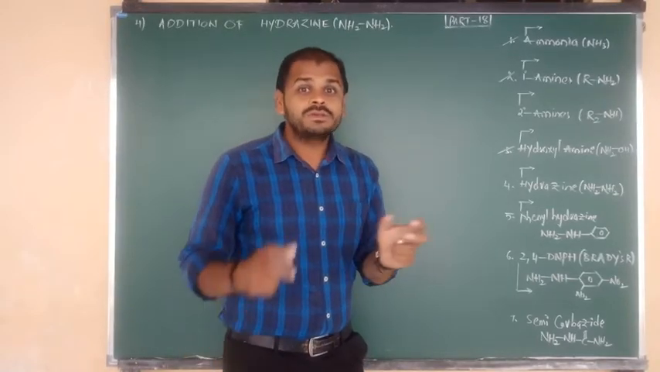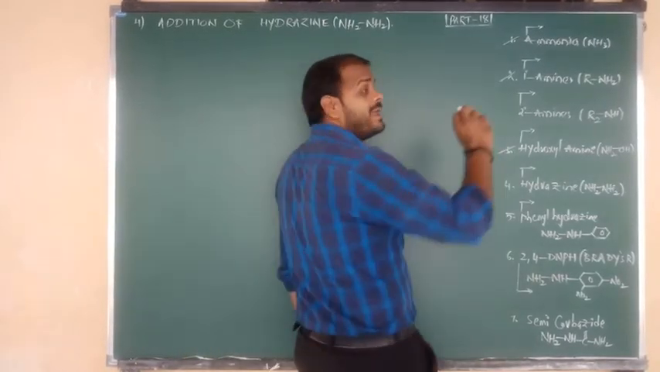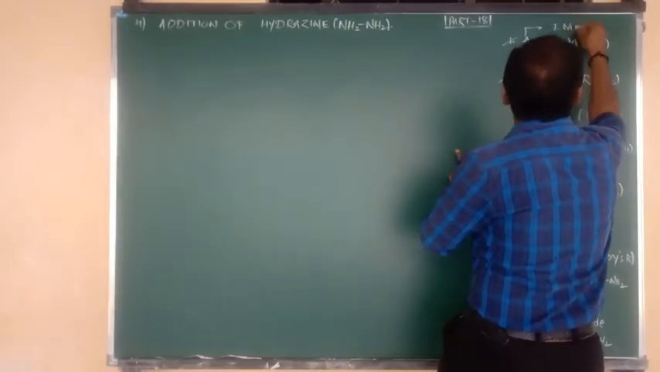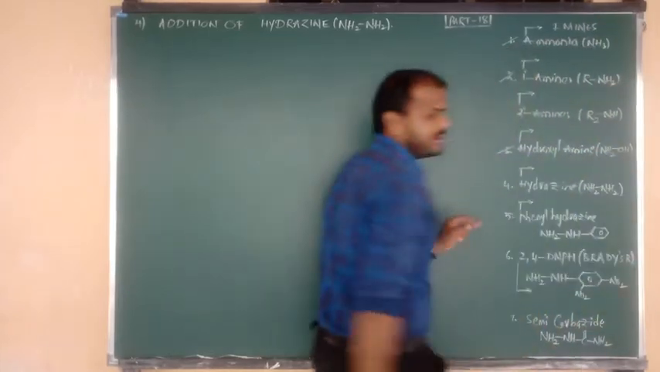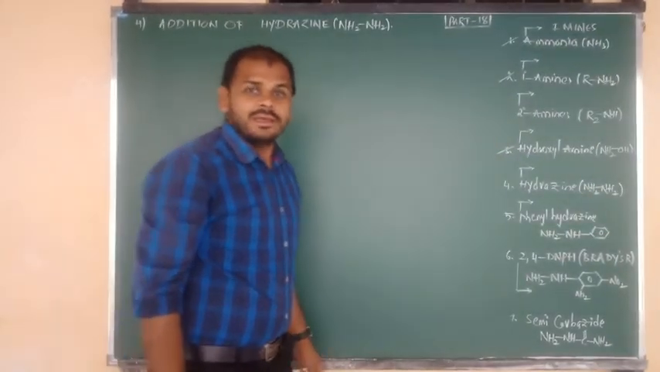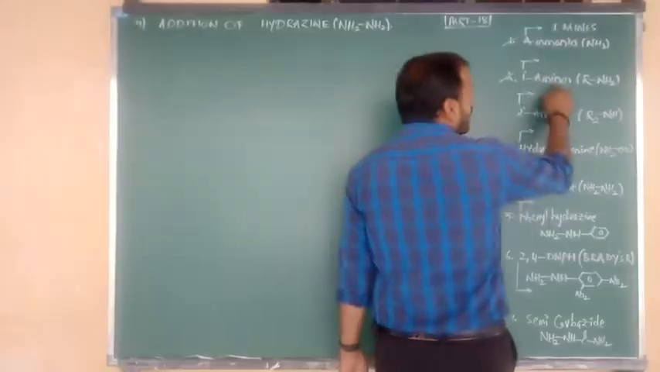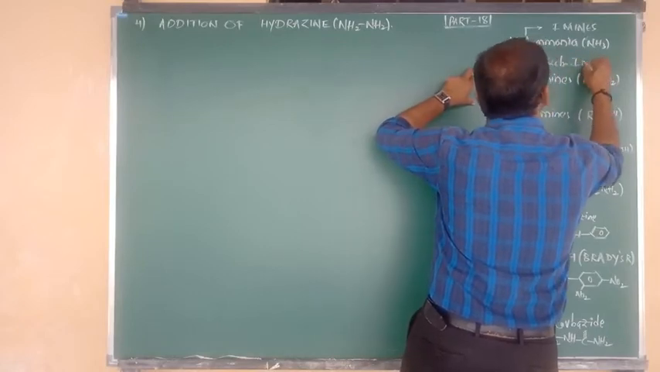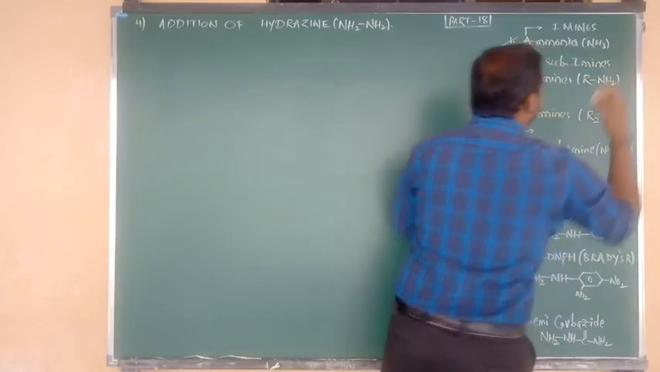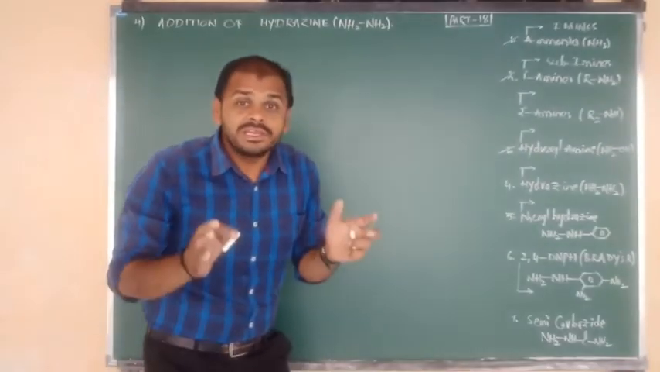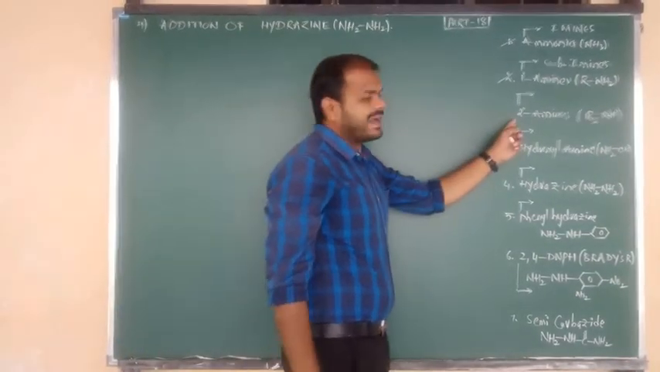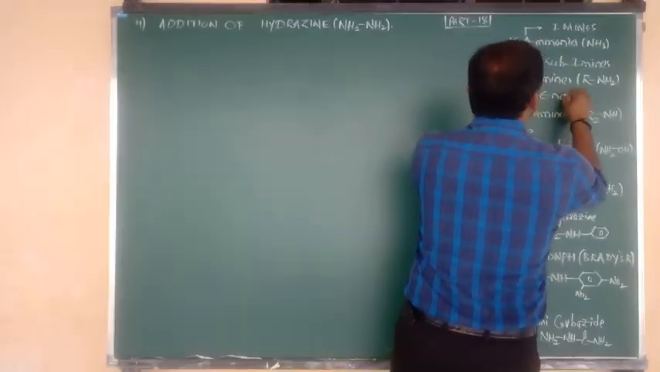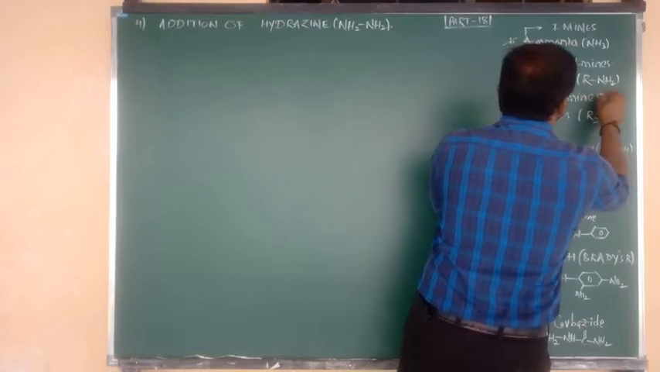So what we saw in the last class: when aldehydes and ketones are treated with ammonia, they form products that are imines, C double bond N compounds. Same thing when aldehydes and ketones react with primary amines, the products are substituted imines, also called Schiff's bases. Next, aldehydes and ketones with secondary amines form products that are enamines.